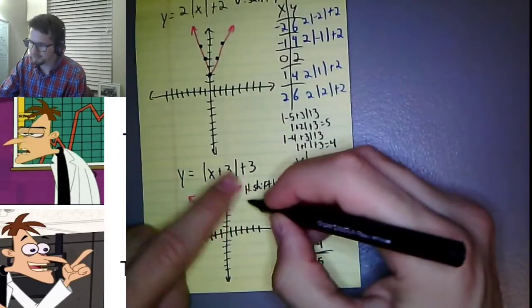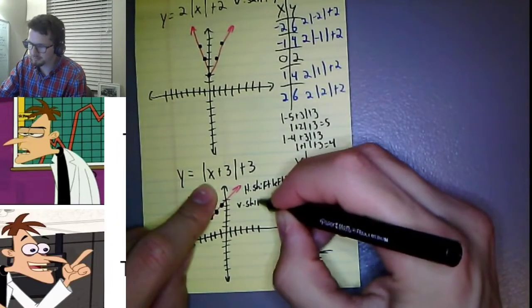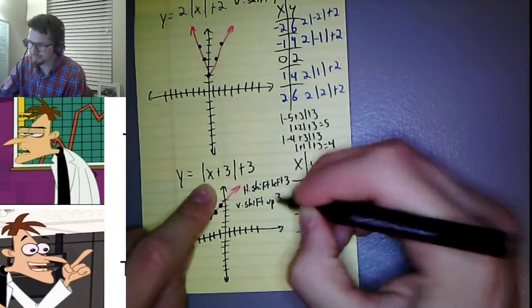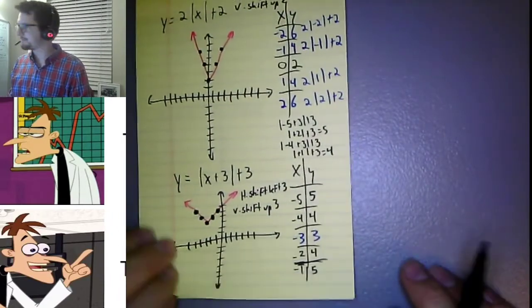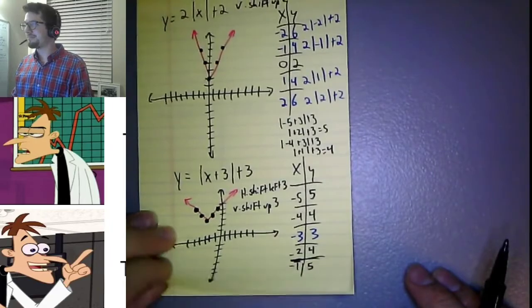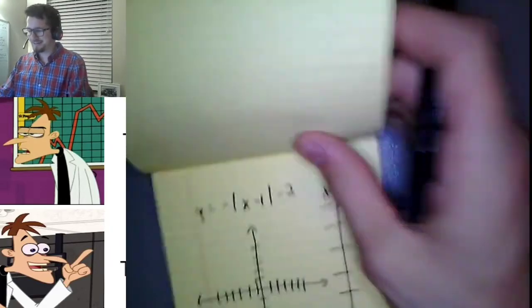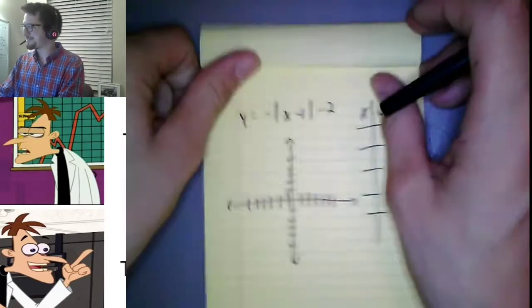What's this? A vertical shift, up 3. And do I have any stretch or compression? Nope. So that problem's done. Now for the mama. I don't know why I said it like that. Now for the big boy.